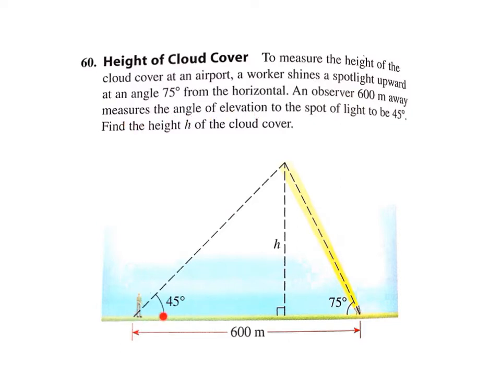So again, they are looking from the ground, or relative to the ground, at where the beam of light hits the cloud cover. So 600 meters away, they measure the angle of elevation to the spot of light to be 45 degrees. They know this is 600 meters. Find the height of the cloud cover. So go ahead, draw that diagram. You'll see that we have two right triangles. And the tricky thing is that we don't know this distance and we don't know this distance, but together we know that they equal 600 meters.